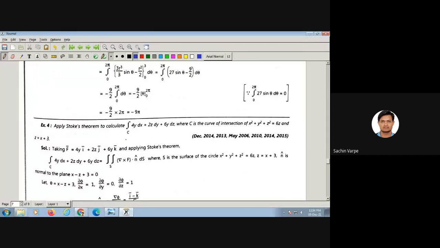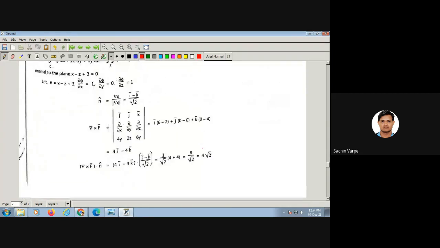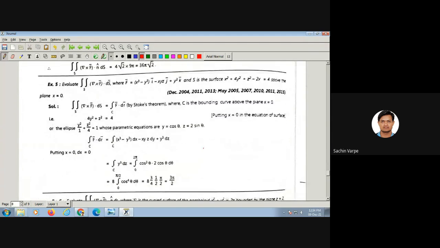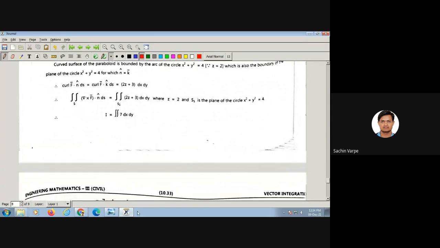You can see this is the next question. Apply the Stokes theorem to calculate this line integral. We have already solved this, I think, right? We solved this yesterday. Okay, so this is all about the Stokes theorem.